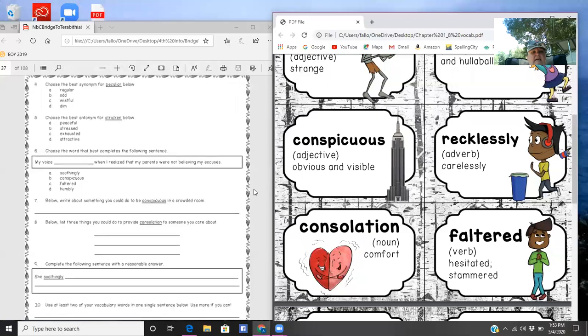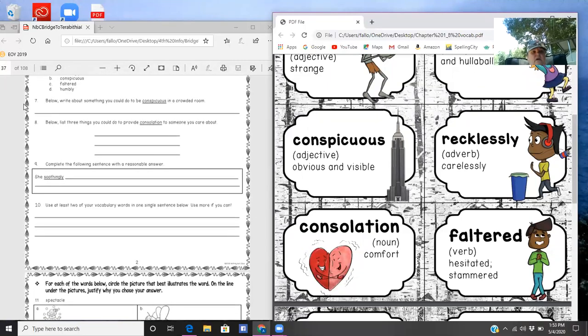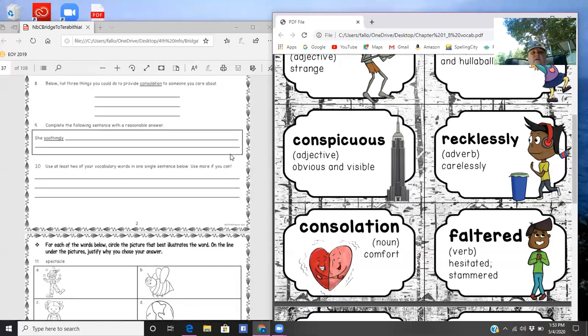Looking at number 8, it says, below, list 3 things you could do to provide consolation to someone you care about. And right here is the vocabulary word, and it means comfort. So list 3 things you could do to provide comfort to someone you care about. 1, 2, and 3. There's a line for each one.